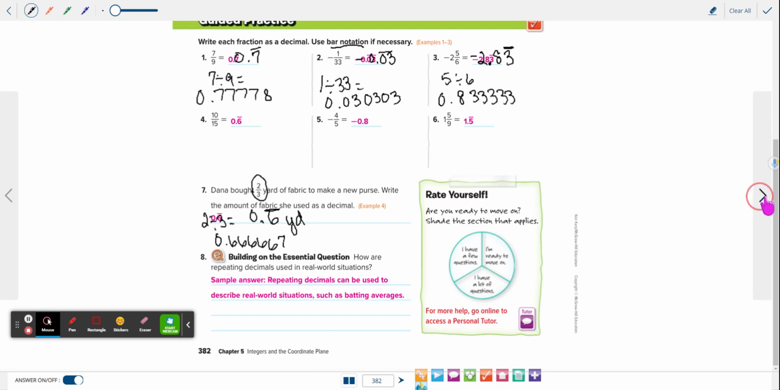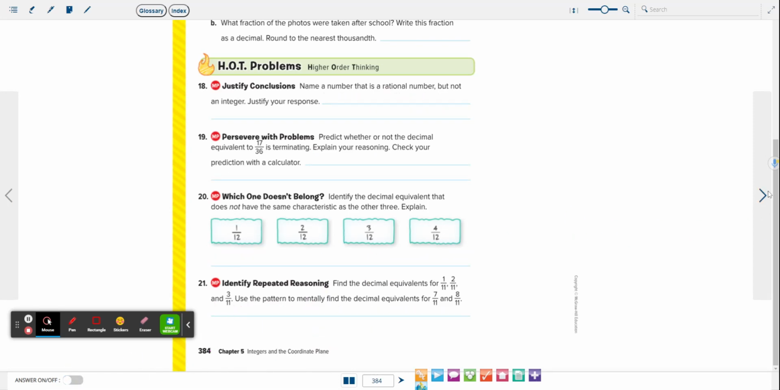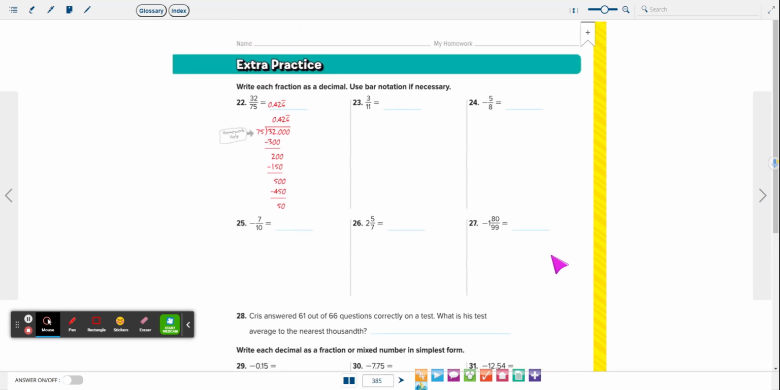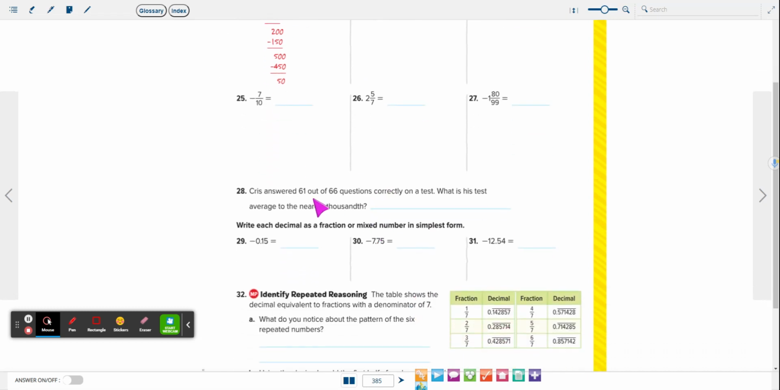What you're going to do for your homework, you did 383. Whoa, I might want to turn off the answers, huh? There we go. Sorry. All right. So you're going to do page 385. You're going to start with number 23. Write each fraction as a decimal. Use the bar notation, just what we just did. You have regular problems, both positive and negative, some mixed fractions. You have a word problem, 61 out of 66 questions. What was the test average to the nearest thousandth?